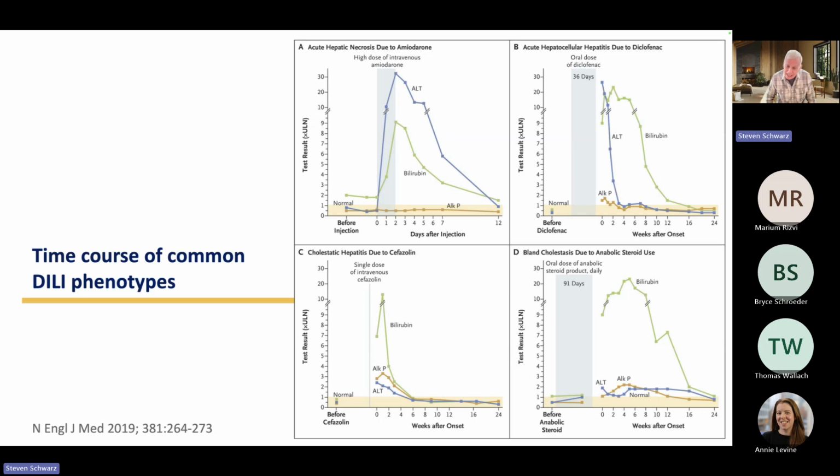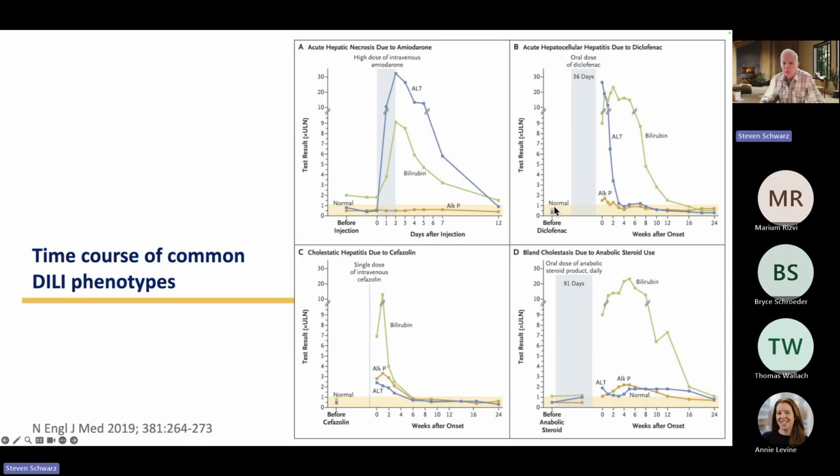The time course, again, depends on the drug. So A is amiodarone, B is diclofenac, which is a non-steroidal anti-inflammatory. C is, as Bryce mentioned earlier, a cepha drug. This is cefazolin, which causes a cholestatic injury. And D is anabolic steroid use. So let's skip amiodarone. We don't really see it. Let's look at diclofenac or a non-steroidal.